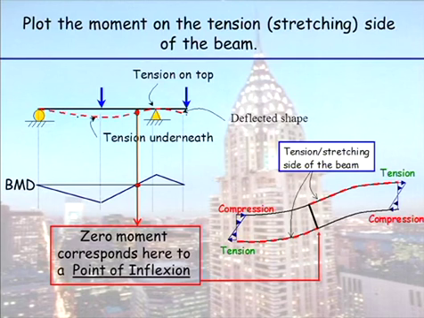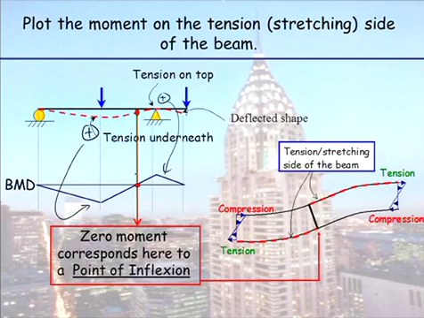Because I have tension on the underside of this beam, so I'm going to put a tension here, I know my bending moment will be below the axis. Because I know I have tension in the top of the beam, I know my bending moment will be above the axis. So that will help you draw your bending moment diagrams if you're having problems.